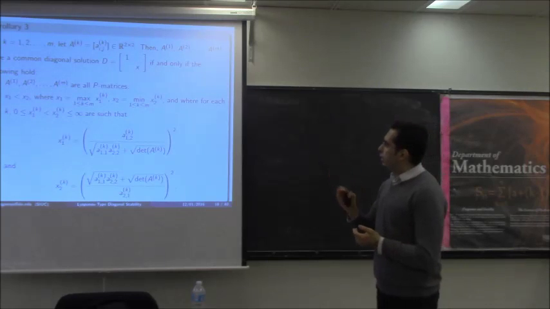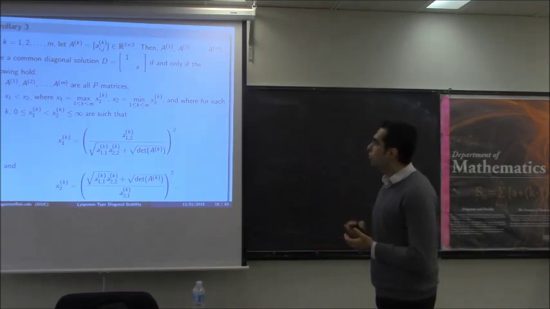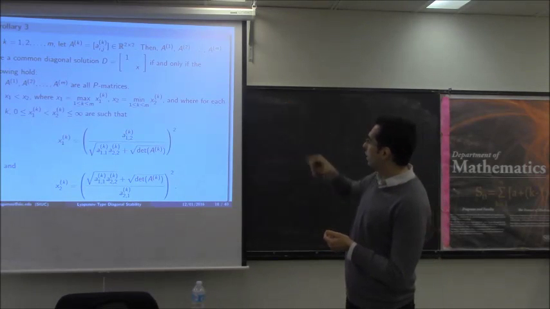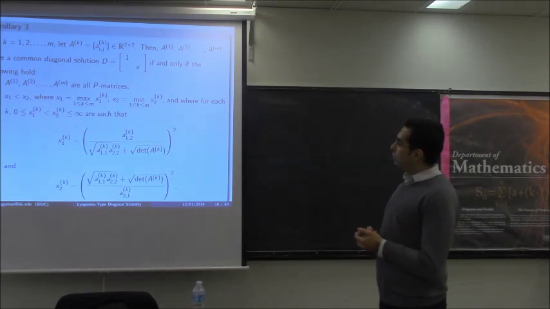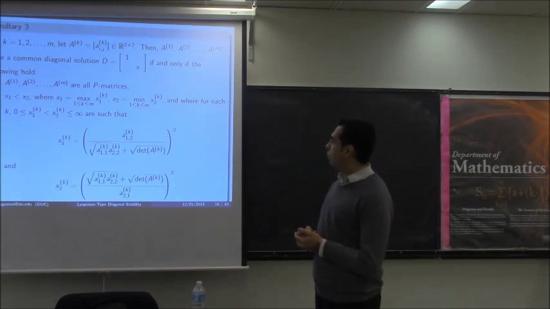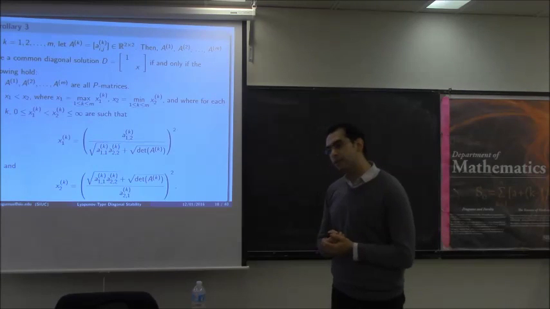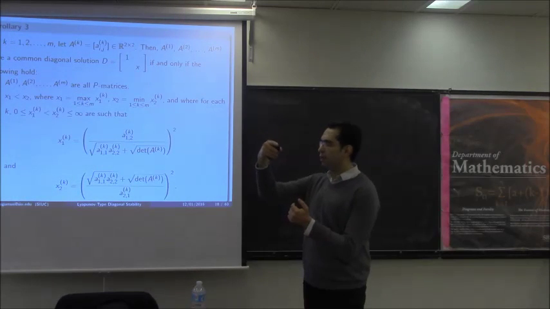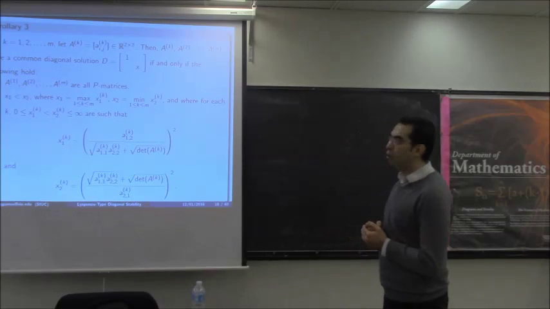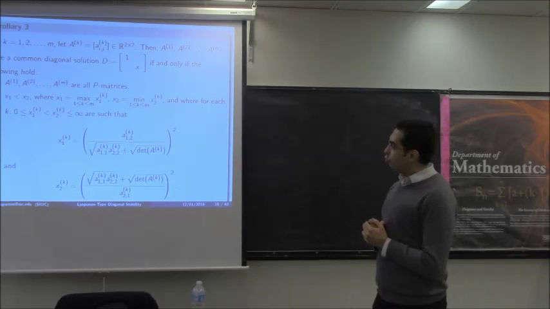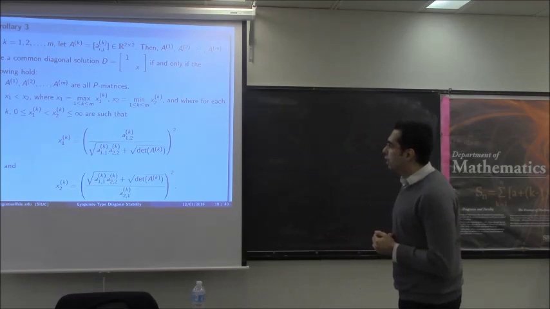Now we have M 2x2 matrices. We are looking for a common diagonal solution in the form D = diag(1, x). These matrices share a common diagonal solution if A1 through AM are all P matrices. That means, since they are 2x2, the diagonal entries and the determinant of these matrices are positive. The second condition is the third condition of the previous corollary.